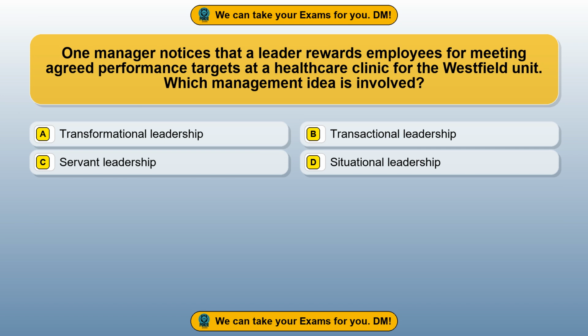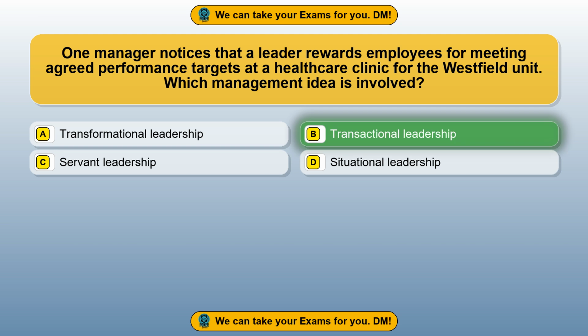Question 15. One manager notices that a leader rewards employees for meeting agreed performance targets at a healthcare clinic for the Westfield unit. Which management idea is involved? Option A, transformational leadership. Option B, transactional leadership. Option C, servant leadership. Option D, situational leadership. The correct answer is option B, transactional leadership.